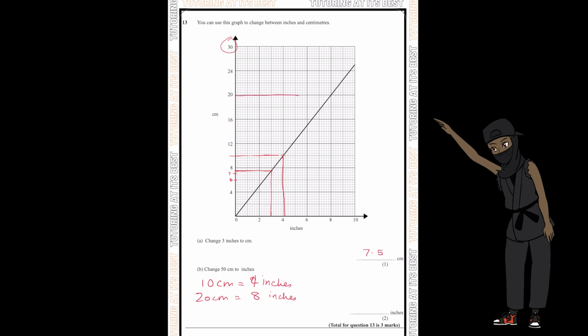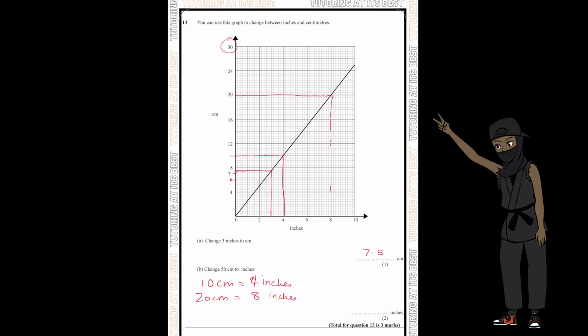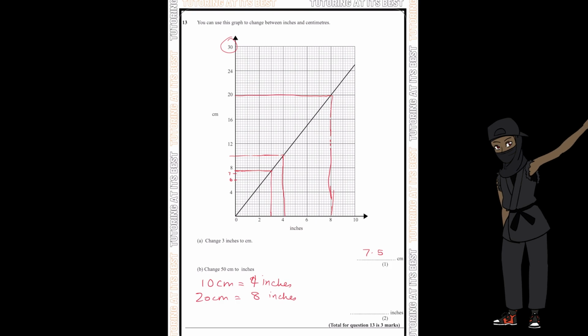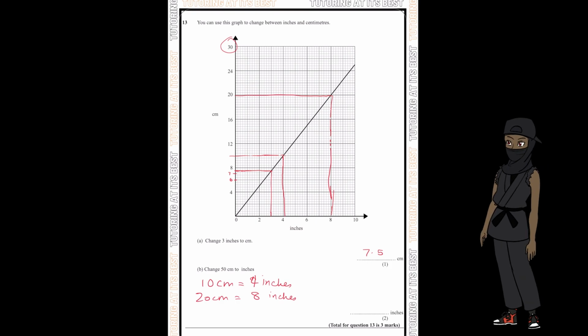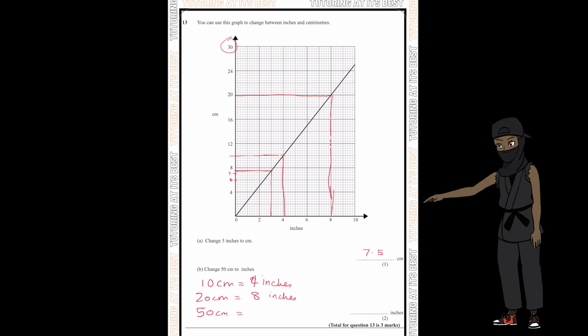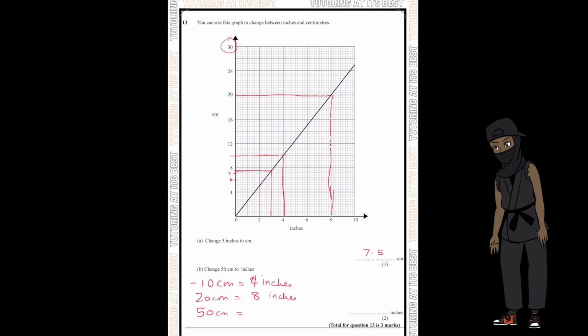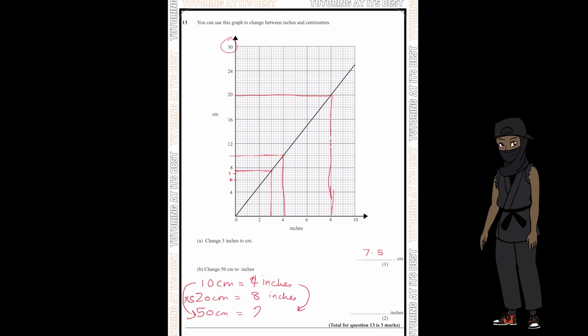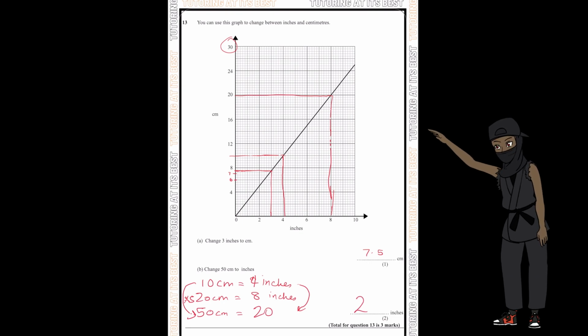So if we go to 20, and in fact, we are correct. It in fact does link to 20. We now know 10 centimeters is 4 inches, 20 centimeters is 8 inches. So how could we possibly calculate 50 centimeters? Any ideas? Well, if we do 10 multiplied by 5, we get 50. So if we have 4 multiplied by 5, we get 20. So our answer here is 20 inches.